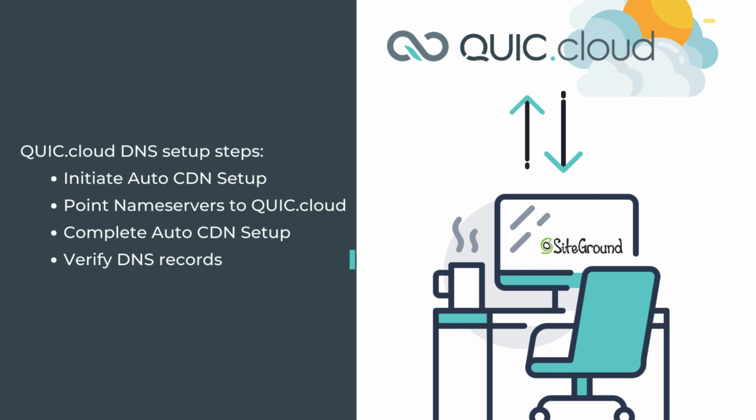There are 4 steps to setting up QUIC.cloud CDN and DNS for a SiteGround site. First, you'll initiate auto CDN setup in the LiteSpeed Cache WordPress plugin. Second, you'll point your NS records to QUIC.cloud. Third, you'll complete the setup in the LiteSpeed Cache plugin. And fourth, you'll verify that all of your DNS records were imported to QUIC.cloud.